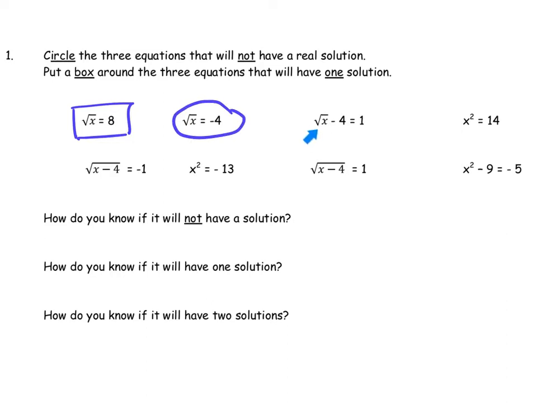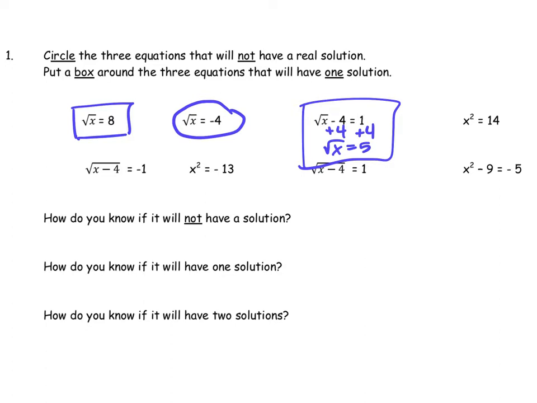Next one. Here, just like I did with my absolute value, I need to get the radical alone. So I've got the square root of x equals 5. It's a positive number. That is going to have a real solution, so I'm going to put a box around that one.